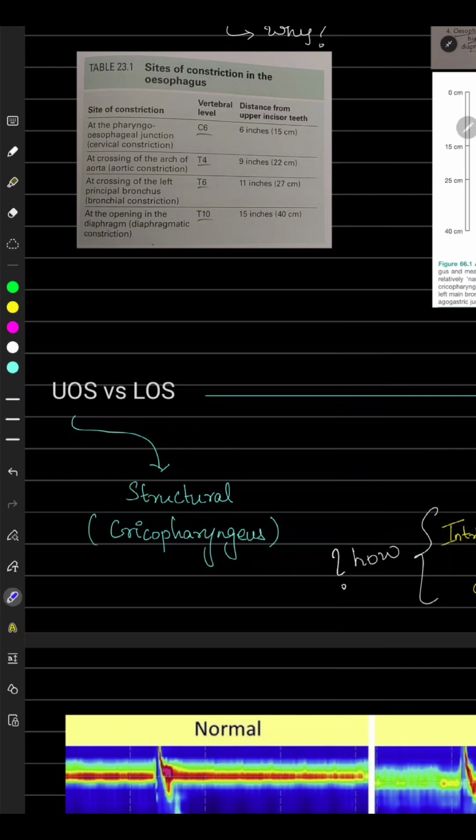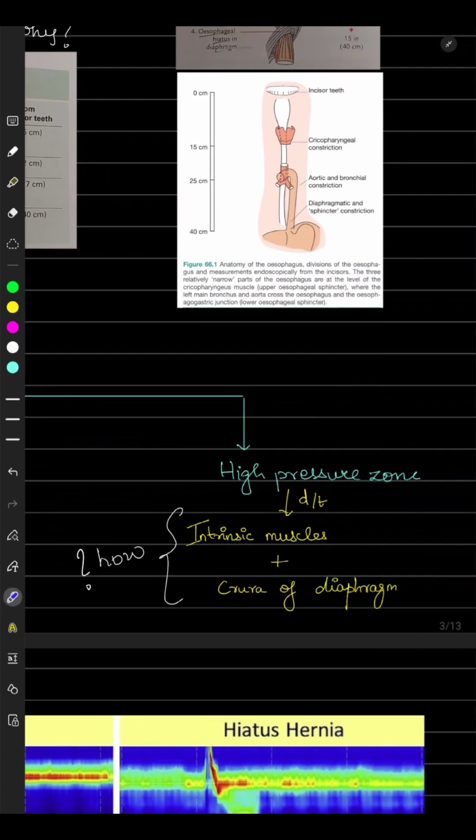But now, what about the lower esophageal sphincter? Is it a structural sphincter? Is there a muscle definitely assigned for this sphincteric action? The answer is no. It is actually a high pressure zone, like a functional sphincter. Now, this high pressure zone is because of two muscles: the intrinsic muscles of the esophagus and the crura of the diaphragm.